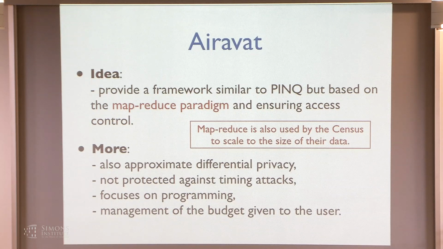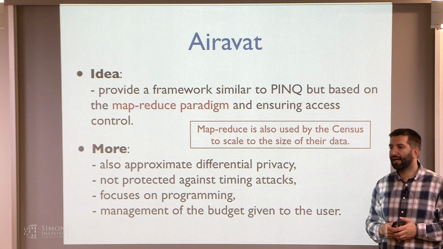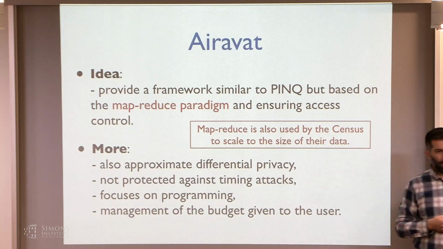Because when we reduce, we need to aggregate. And also the fact that the user has to manage the budget is arguably the thing that Pink was trying hardest to avoid. Yeah, exactly. So I think they were both quite early papers, and they were addressing two different kinds of problems.